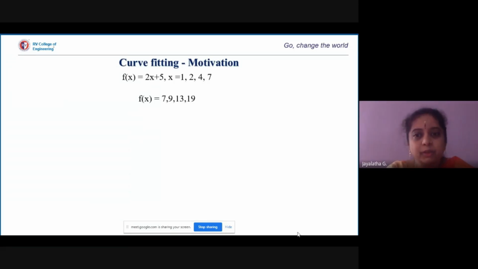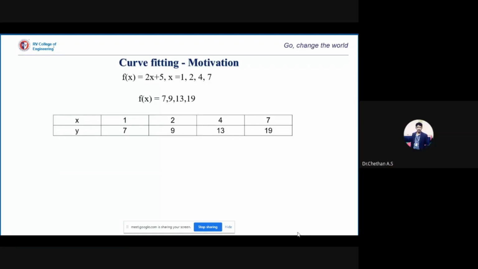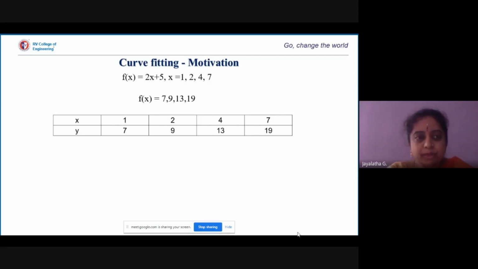Let's think about the converse problem. That is, given x comma f of x, you don't know what f of x is. Is it possible to get a function value for a value of x not in the table without knowing f explicitly as a function of x? So you have this table in hand, you don't know what y is, and you need to find the value of y corresponding to some x which is not tabulated here.